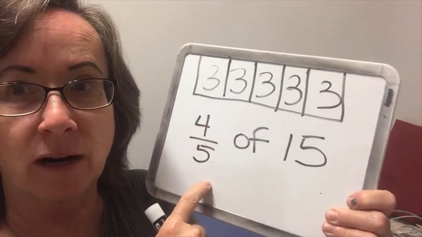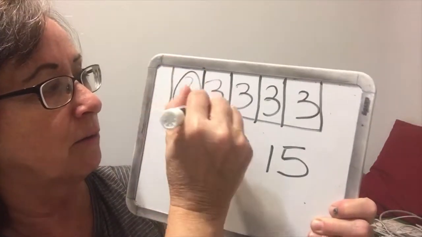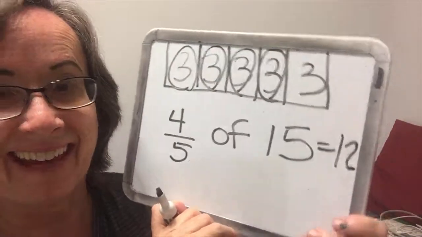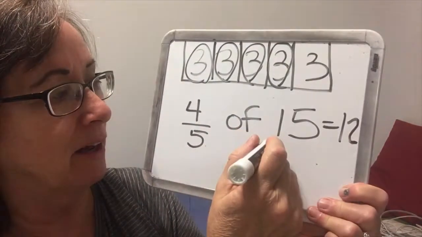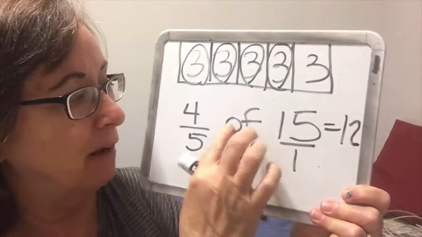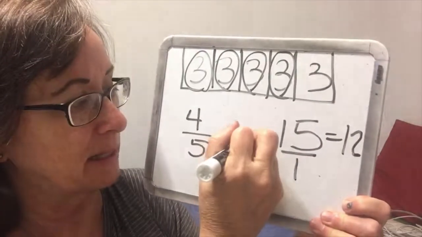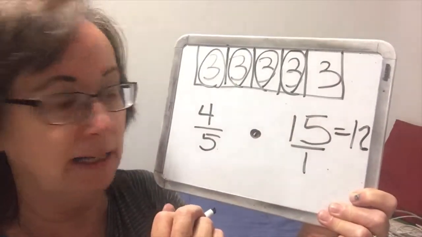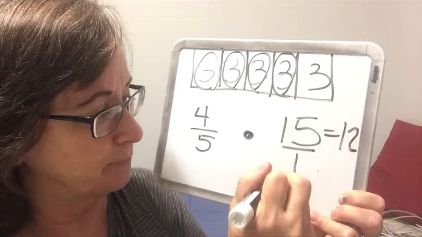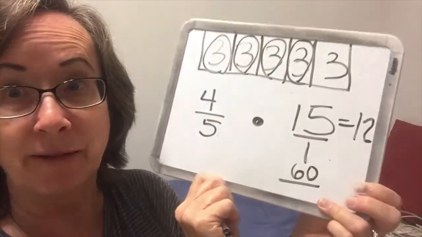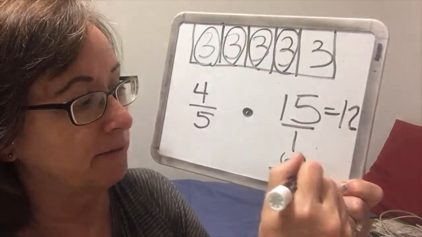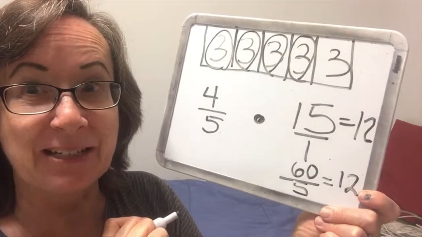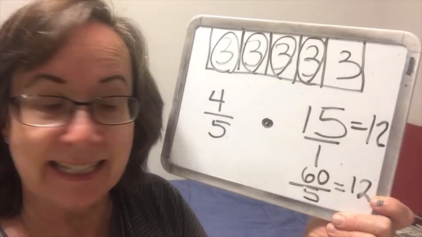And now we're talking about 4 of those 5 parts. So 3 plus 3 plus 3 plus 3 is 12. Also, we know that 15 is 15 over 1. And we know that "of" in mathematics means times. So now we could multiply 4 times 15 is 60. Big number. And 60 divided by 5 is 12, because 12 times 5 is 60. If we know our multiplication facts, we know that 12 times 5 is 60.